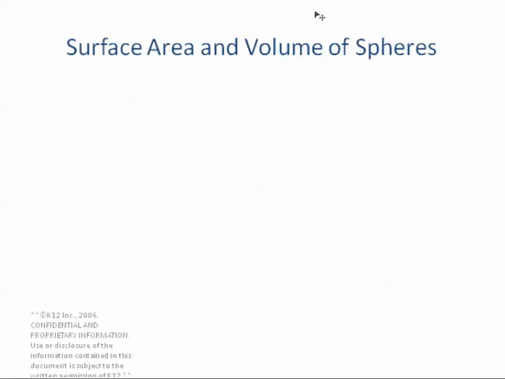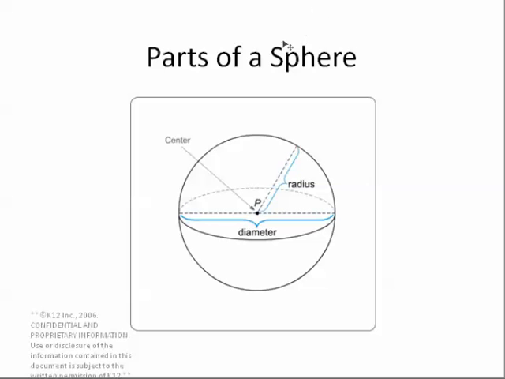Okay. Surface area and volume of a sphere. I'm going to mix things up a little bit here. We've done surface area first every time. This time we're going to do the volume first. A little bit different, just changing things around.